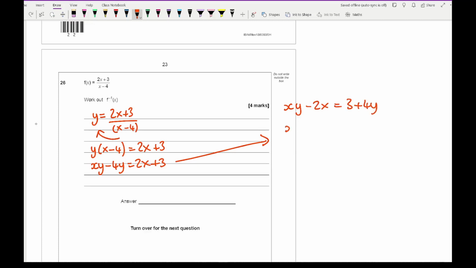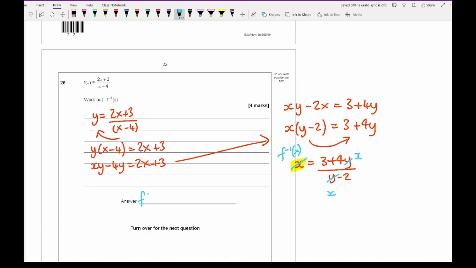Factorize this left hand side, so I've got x(y minus 2) equals 3 plus 4y. Then I'm going to take this over to the side, so I end up with x equals 3 plus 4y over y minus 2. From this, what I then want to do is replace the x with the inverse function, and wherever I see a y, I swap that. What I've got is the inverse function of x equals 3 plus 4x over x minus 2.